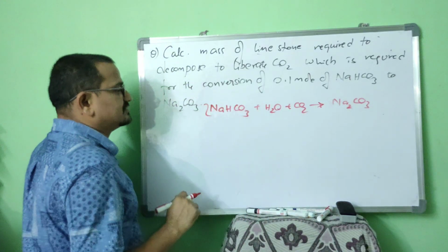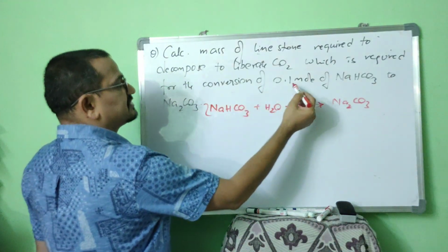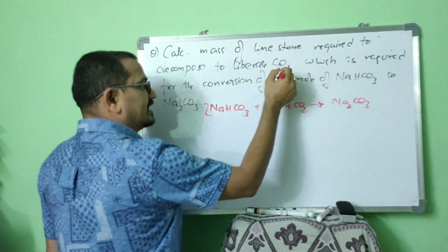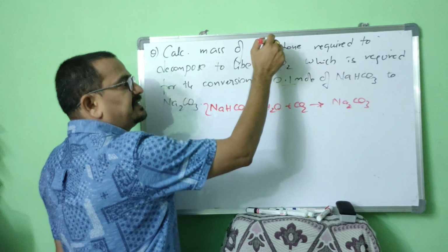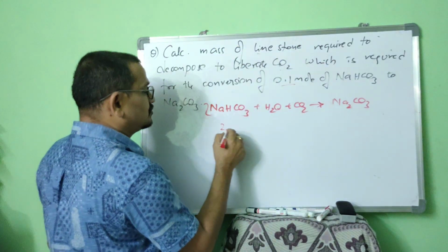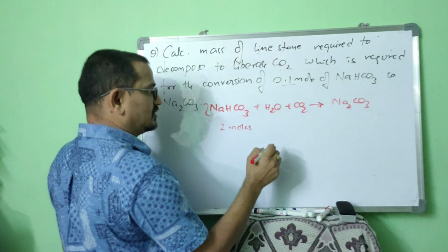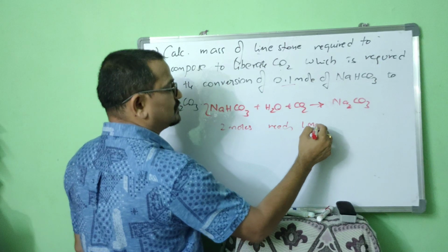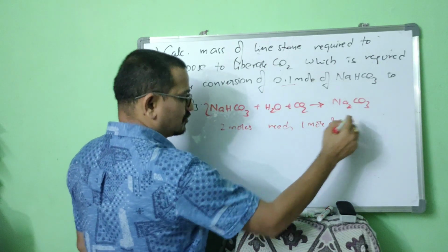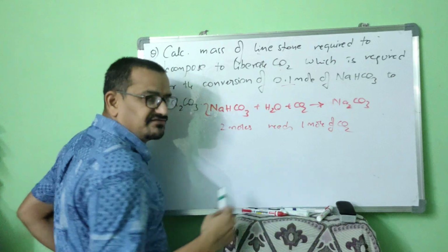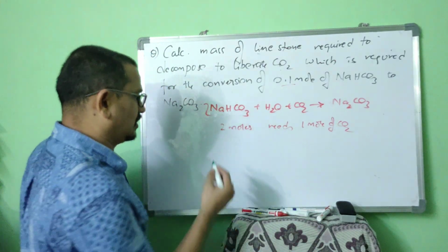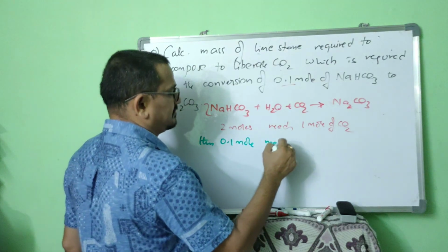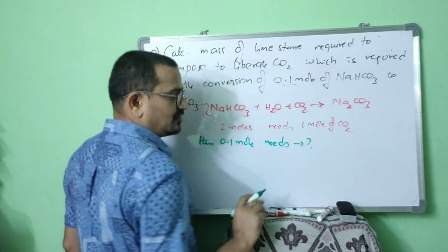Now you see, for the conversion of 0.1 mole of sodium bicarbonate to sodium carbonate, whatever CO2 is required, that CO2 will be obtained from what mass of limestone? See, 2 moles of sodium bicarbonate need 1 mole of CO2. When 2 moles need 1 mole, then 0.1 mole needs how many moles of CO2?